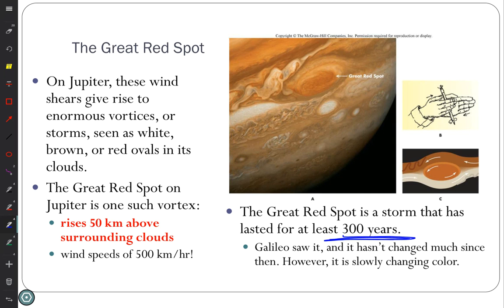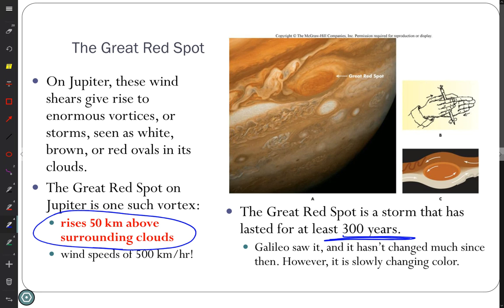And the elevation goes up. It's 50 kilometers above the surrounding clouds. 50 kilometers is really tall, right? So it's a very significant feature there on the surface. And that's where you have the high wind speeds.